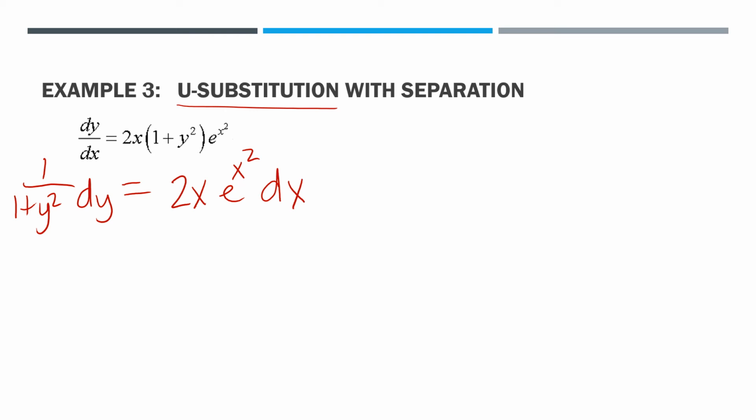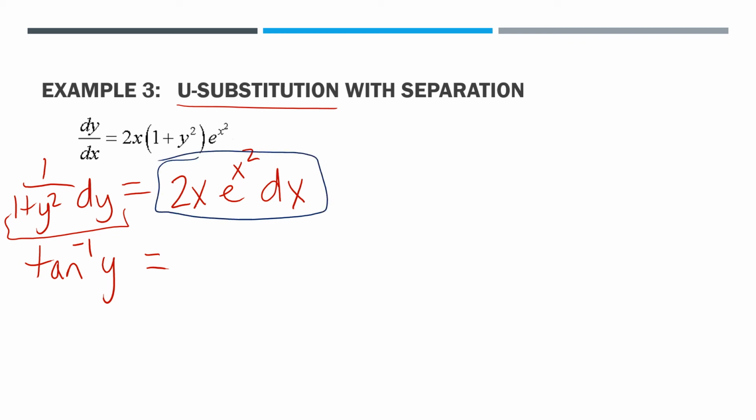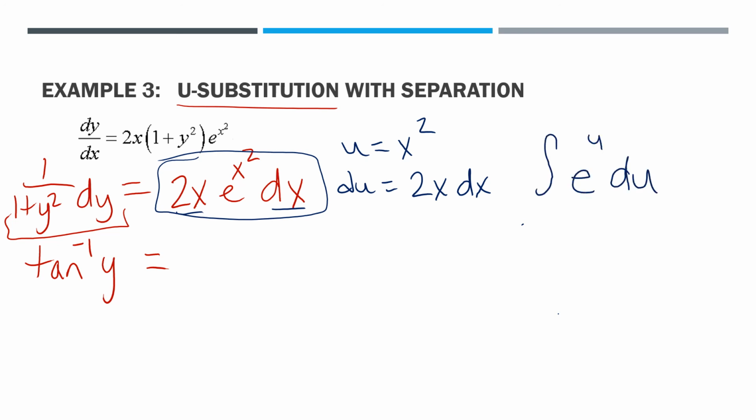Okay, the integral over here on the left is tangent inverse of y, and that is going to be equal to, whoa, wait a second, what am I supposed to do here? So on this side, when you get ready to integrate, you've got to think U substitution. So we're going to make u equal to x squared. We're going to make du 2x dx, which works perfect because I have a 2x dx. Let me do it over here, continue in blue. So this would be the integral of e to the u du once I did my substitution.